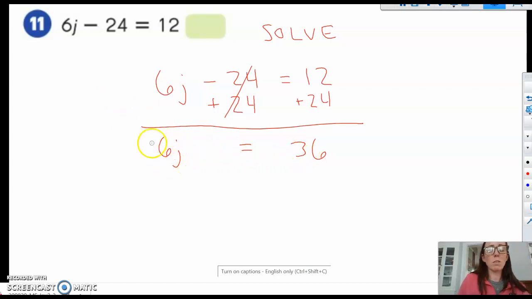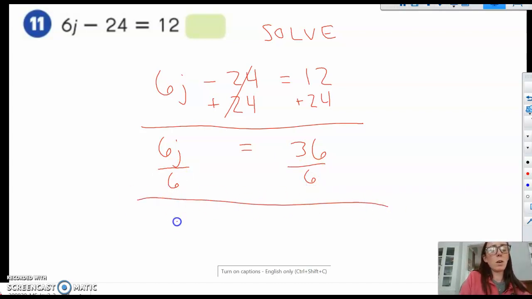So if I want to get rid of this 6, the opposite of multiplying by 6 is dividing by 6. So I'm going to do that to both sides. 6 divided by 6 just gets 1, so I just have 1j equals 36 divided by 6 is 6.